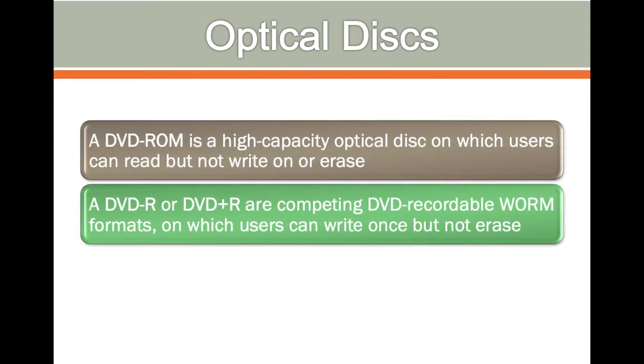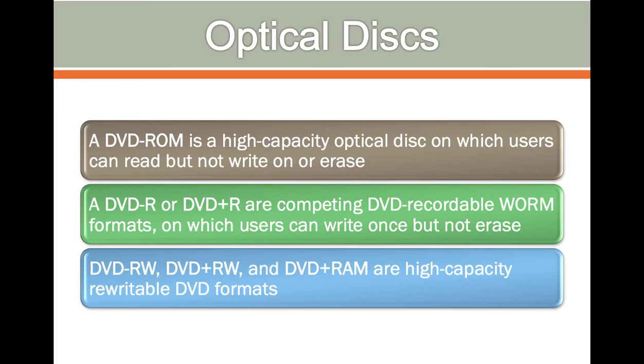A DVD-ROM is a high-capacity optical disc on which users can read but not write on or erase. A DVD-R or DVD+R are competing DVD recordable WORM formats on which users can write once but not erase. DVD-RW, we can say, is a DVD read-write. R stands for read. DVD-RW, DVD+RW, and DVD+RAM are high-capacity rewritable DVD formats.